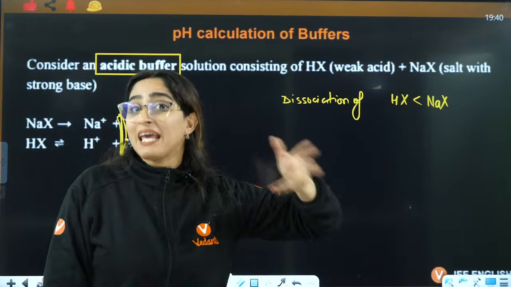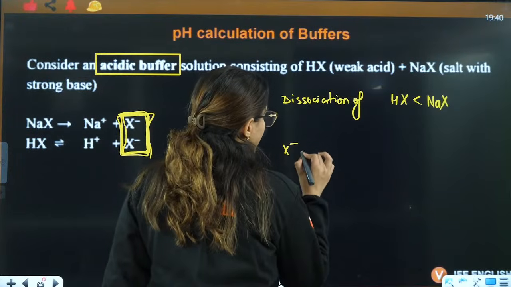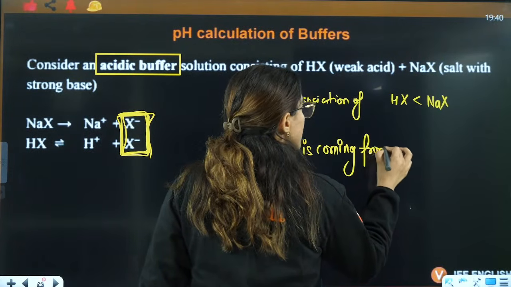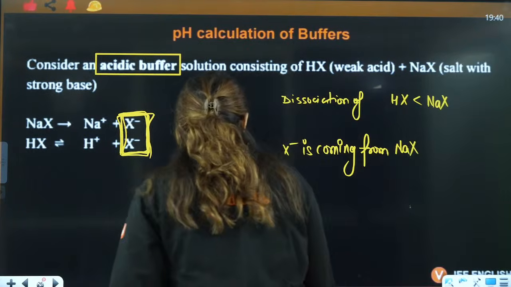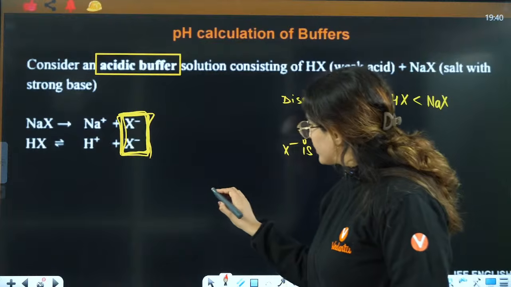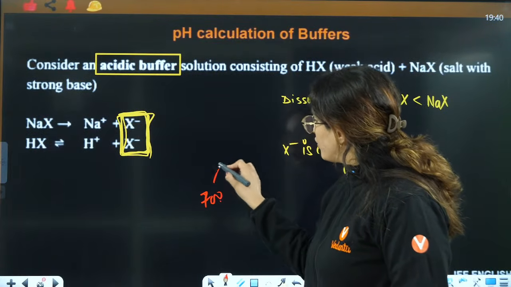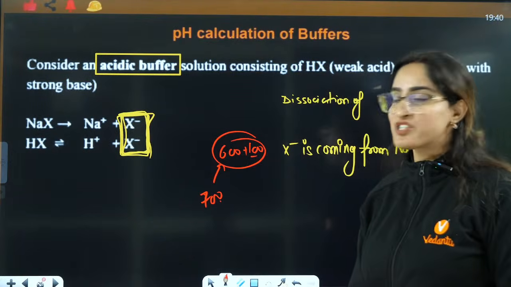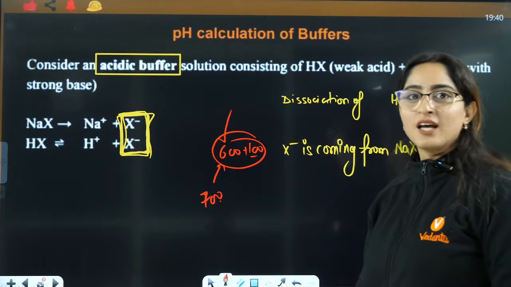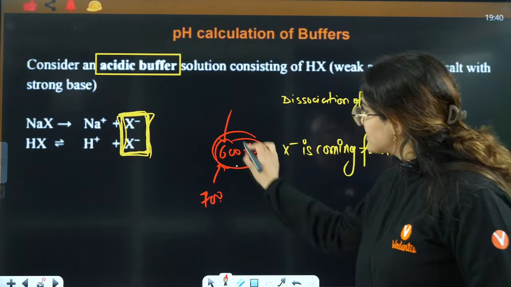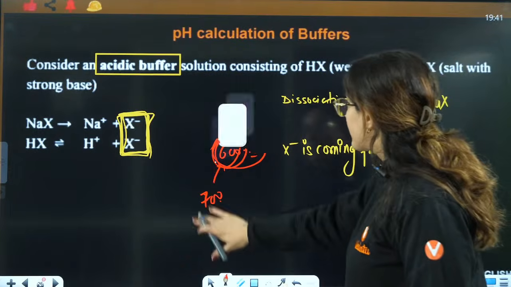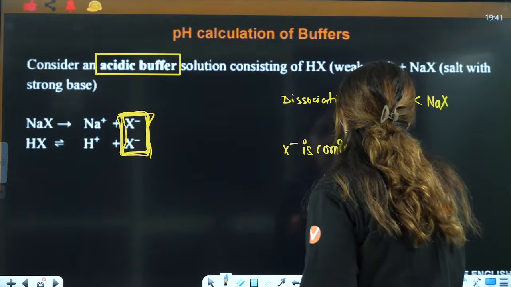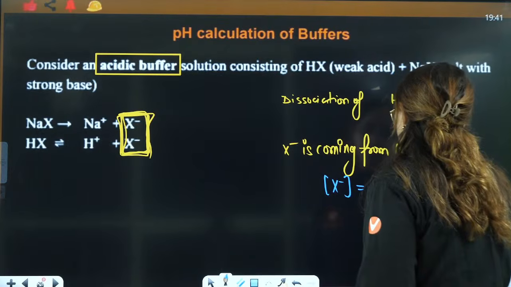That's why we can replace it. So X negative is coming from NaX. It's like you and your friend have gone for a pizza party. It cost 700 rupees. You paid 600 rupees, your friend paid 100 rupees. Which one has more contribution? This one has more contribution, so we consider this one as the one which has paid. That's why the X negative concentration is replaced by the concentration of salt.